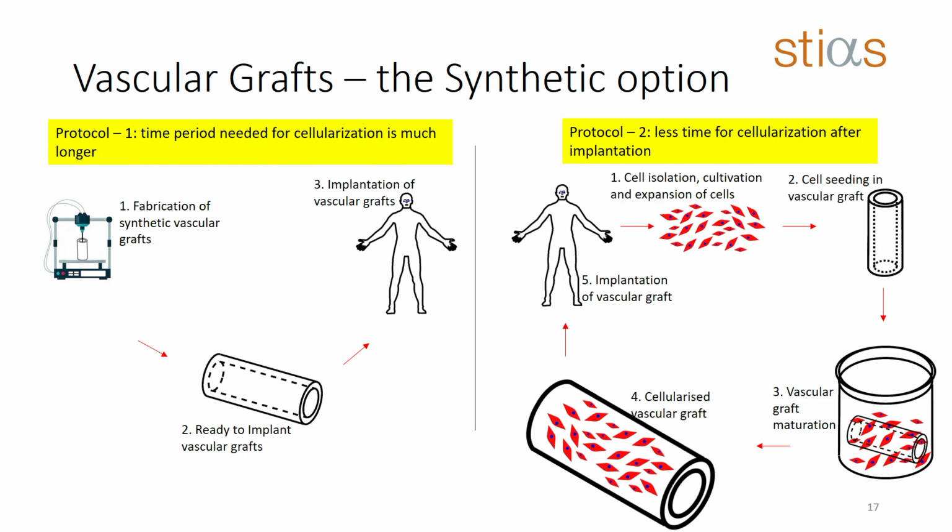So there are two protocols in synthetic grafting. One is just fabrication of the grafts and then implanting them into the patient. But the problem with the first protocol is that the time for the graft to conform to the host tissues and the adjacent tissue takes a very, very long time. And most of the time, this protocol has not been preferred. The second option has been the use of cell seeding and cell culture, whereby the graft is fabricated, then cell cultured, and then implanted back into the patient. The second option takes less time for cellularization after implantation. And the conformity of these grafts with the adjacent vessels has been much easier than using the first protocol, as has been shown by many scholars.